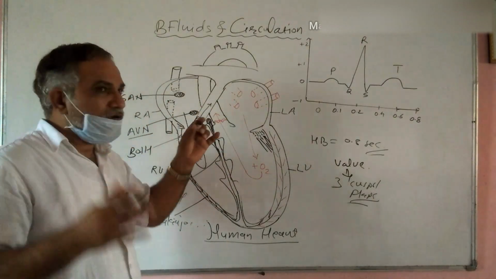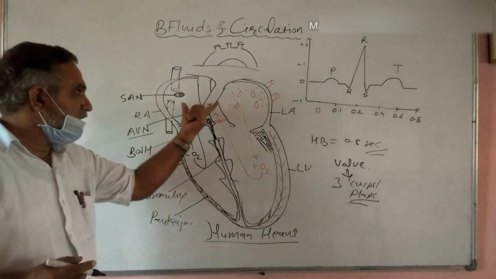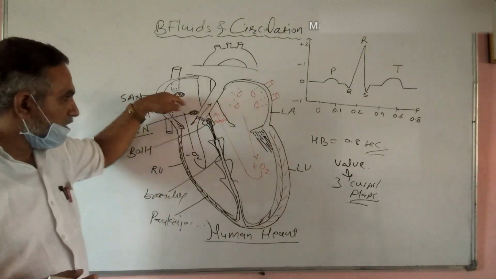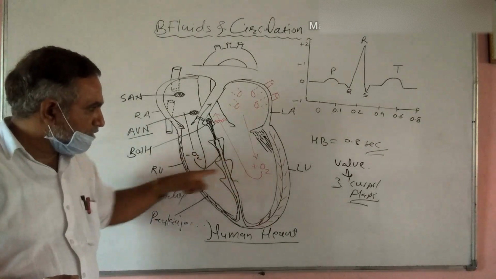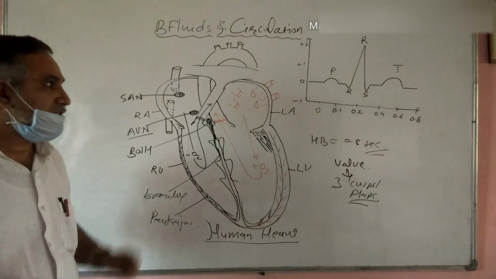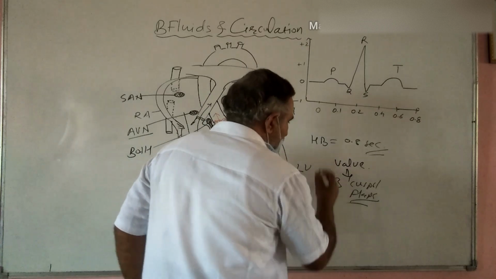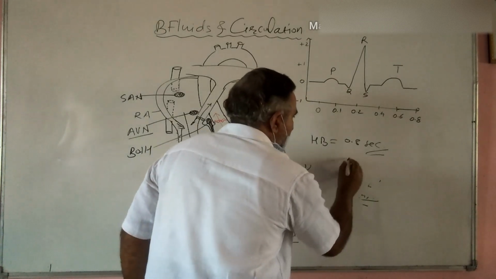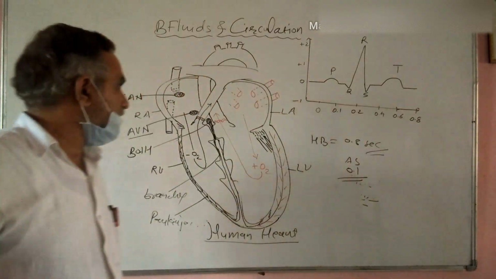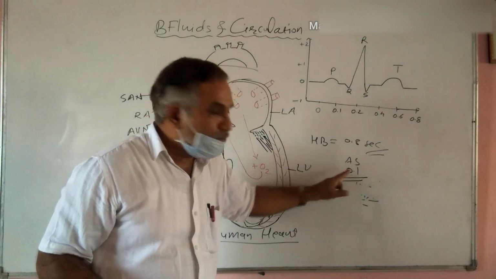When both atria contract, that is called the atrial systole. Because of the atrial systole, what happens? Blood from the respective chambers comes down into the respective chambers. It means blood from the atria runs into the ventricles. This atrial systole event lasts only just within 0.1 second.